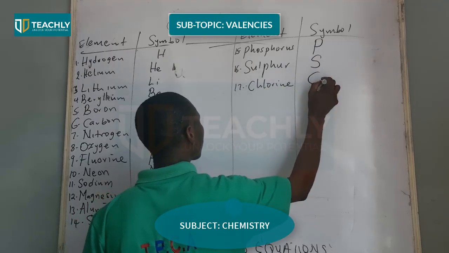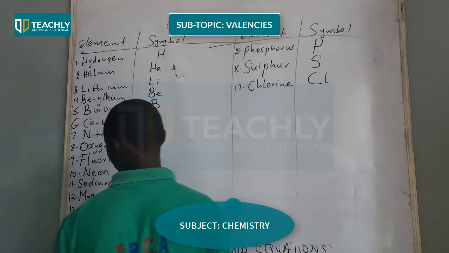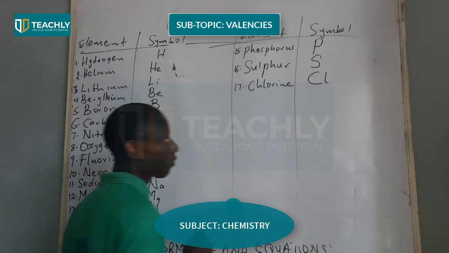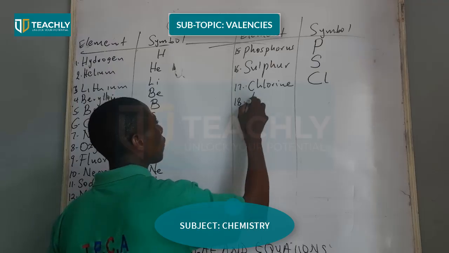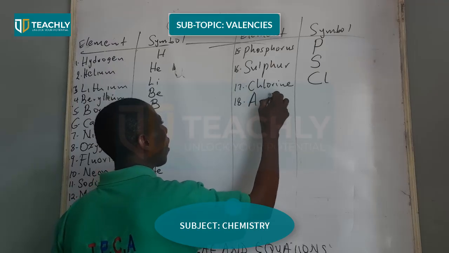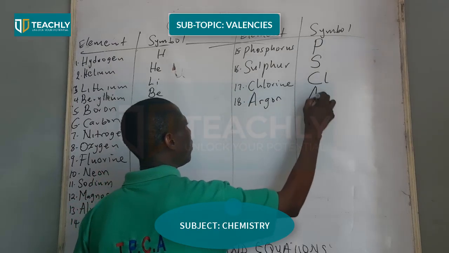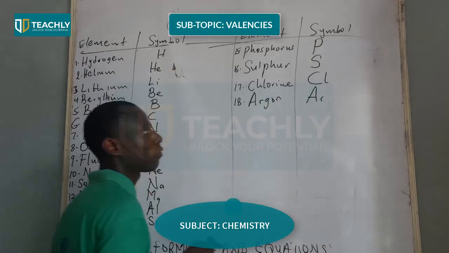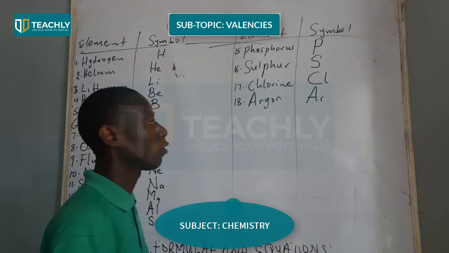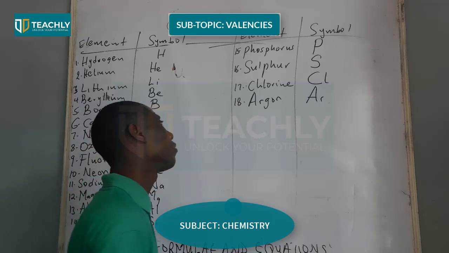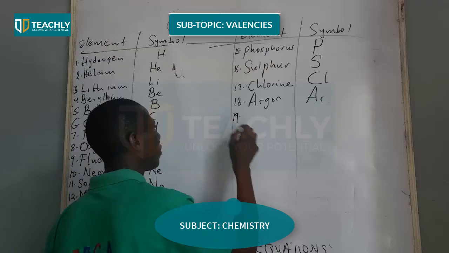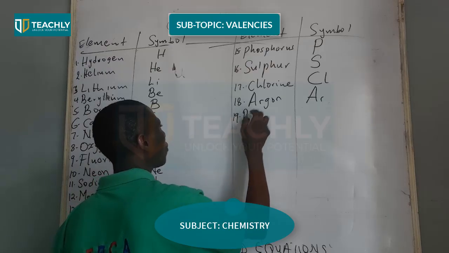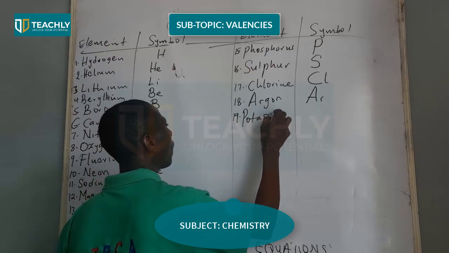Chlorine is capital letter C and small letter l, Cl. 18, we have argon. Argon is capital letter A and small letter r. You can see the first letter is always a capital letter followed by a small letter. And 19 is potassium.